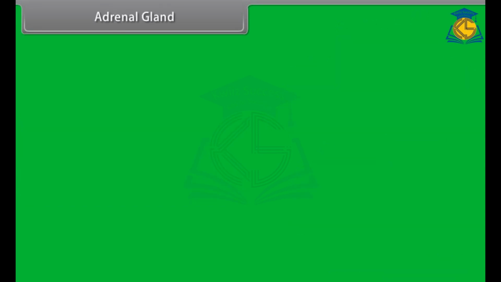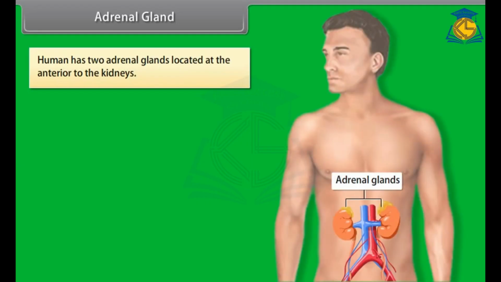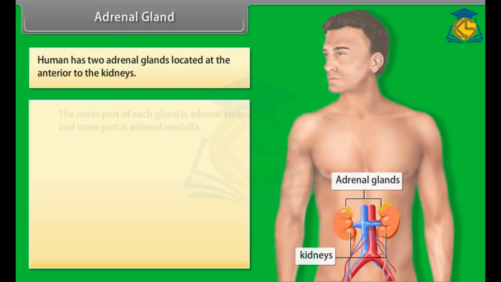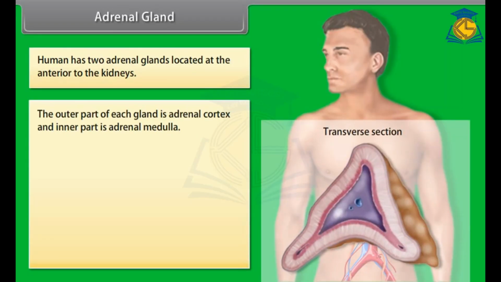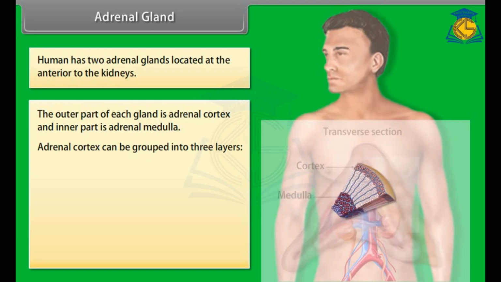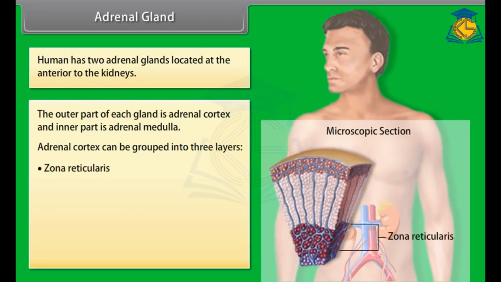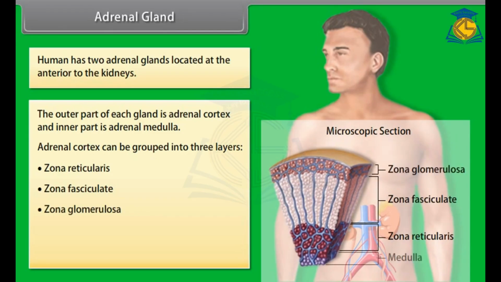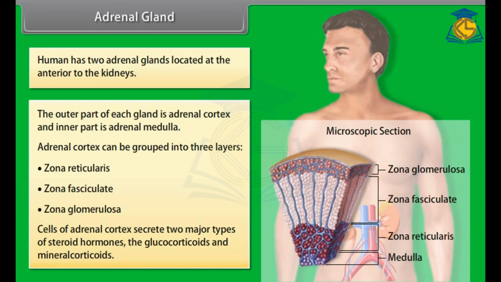Adrenal gland. Humans have 2 adrenal glands located anterior to the kidneys. The outer part of each gland is adrenal cortex and inner part is adrenal medulla. Adrenal cortex can be grouped into 3 layers: zona reticularis, zona fasciculata, zona glomerulosa. Cells of adrenal cortex secrete 2 major types of steroid hormones, the glucocorticoids and mineralocorticoids.